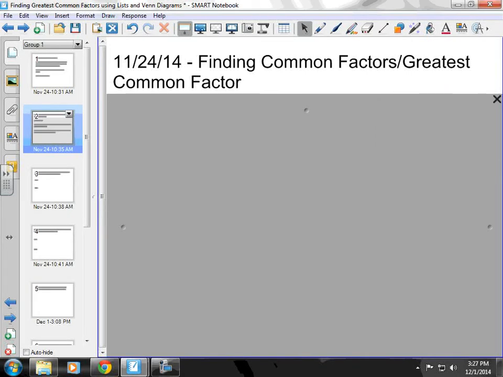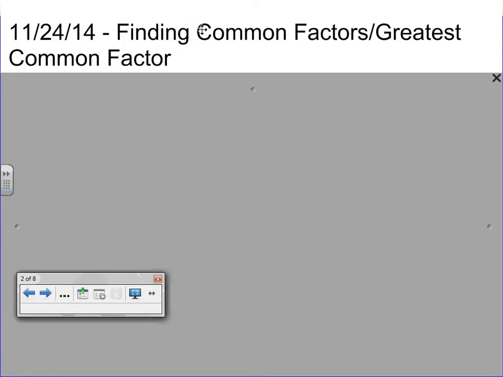Today's lesson, we're going to take a look at finding common factors and then the greatest common factor. There's a couple different methods we can use to find the common factors as well as the greatest common factor. So we'll take a look at those. But before we start, we want to hit on a few vocabulary terms here.